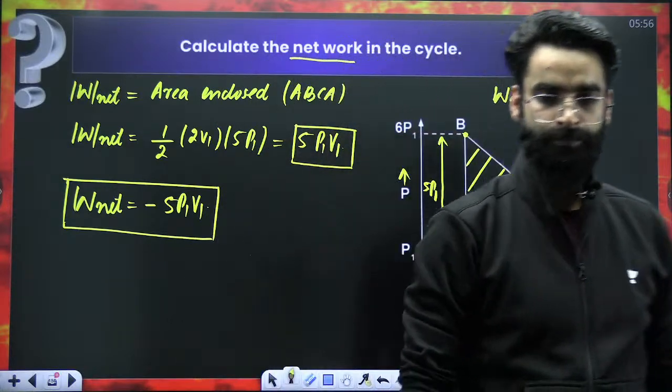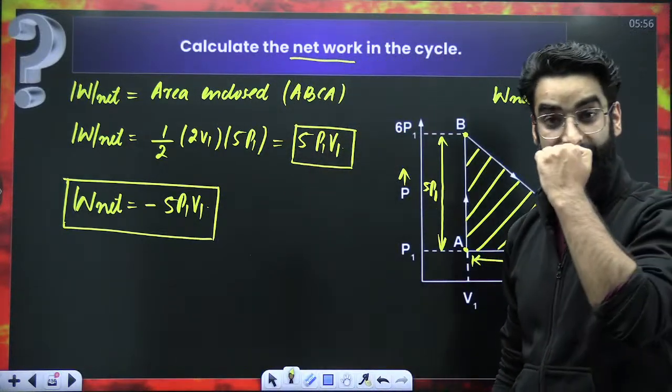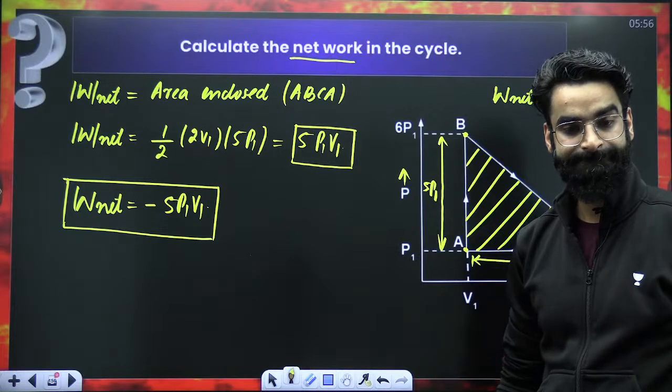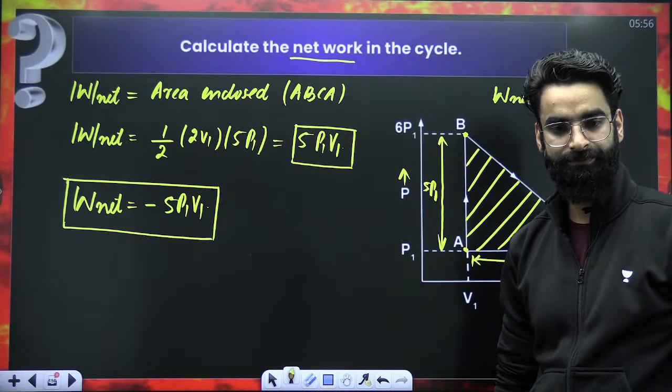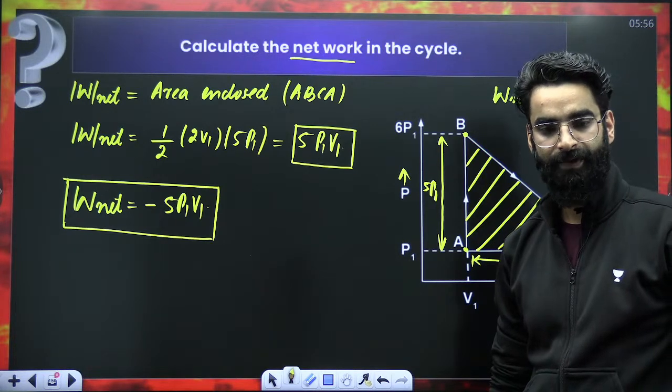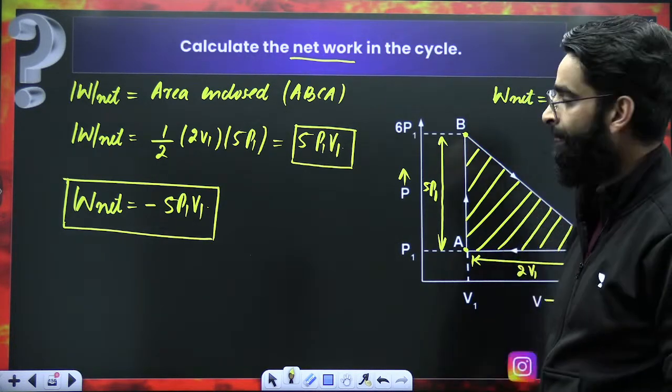Is this clear to everyone, people? Quickly in the chats. Is this clear to everyone? Say yes or no in the chats.